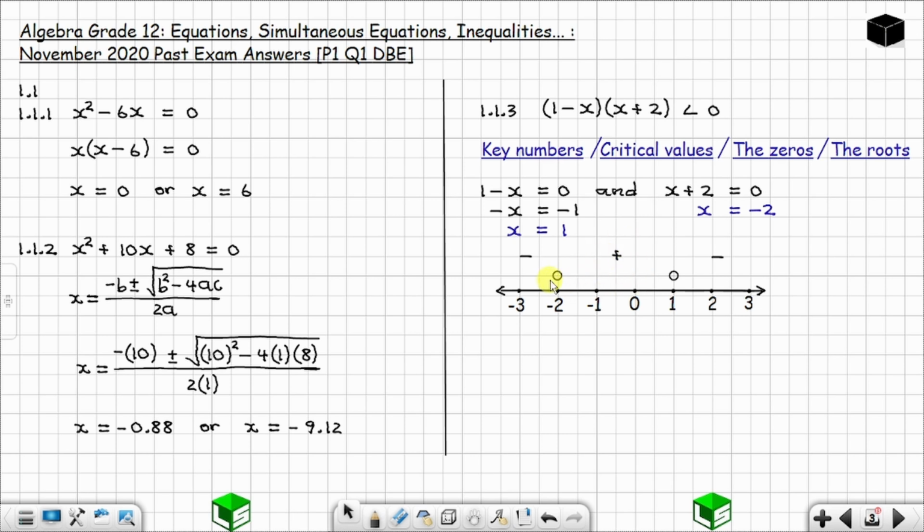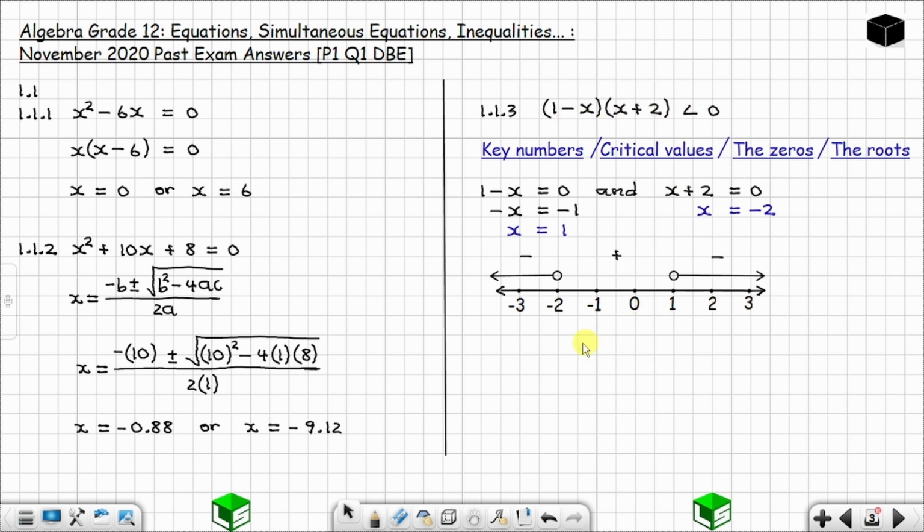So all the numbers before negative 2, or all the numbers less than negative 2, will satisfy this inequality. And also all the numbers after 1, or all the numbers greater than 1, will satisfy this inequality, because you have negative there and you also have negative there, and the inequality must be less than 0, and this is negative. So from here you can see that this interval and this interval are the answer to this inequality.